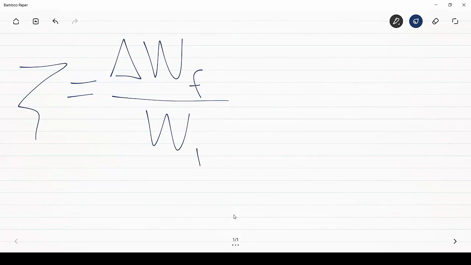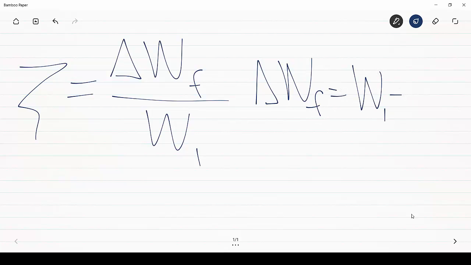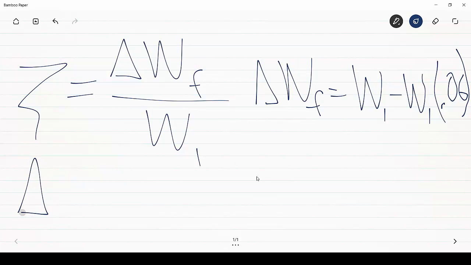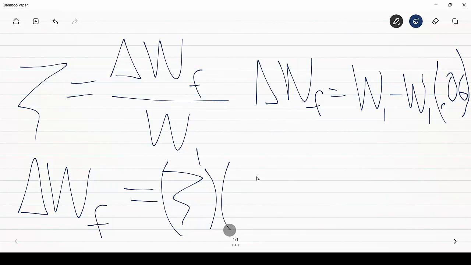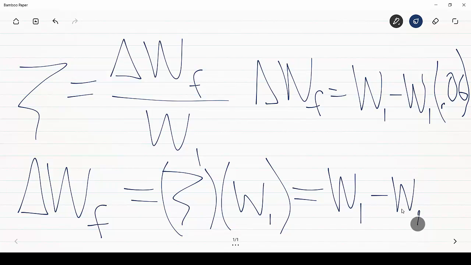And delta WF is going to be the change in total weight, and W1 is going to be our initial weight. So keep in mind that's going to be the total weight. So while the weight of the fuel is going to be changing, all of the other weights are going to stay constant. Delta WF is going to be equal to W1 minus W1 times 0.06. The significance of the 0.06 is that you can only use up 94% of your total fuel. But now to solve for our change in weight, we just simply multiply zeta by W1. So now you can see that zeta times W1 also equals W1 minus W1 times 0.06.